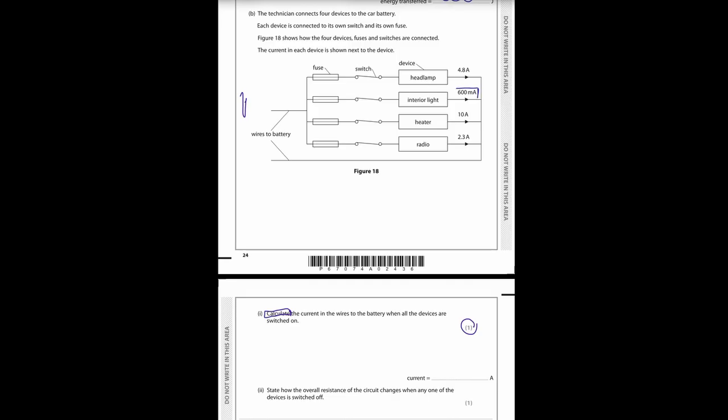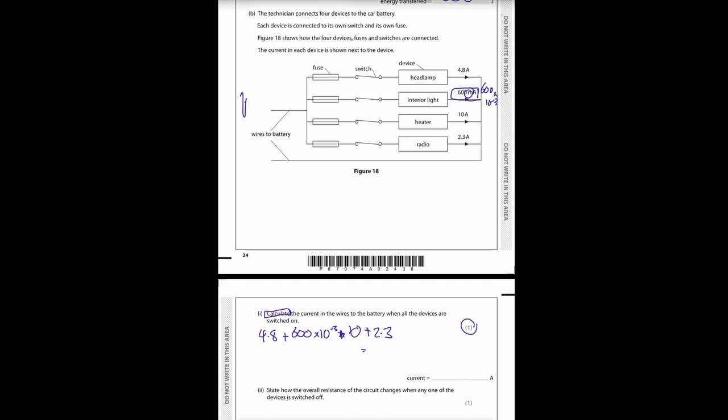Well, the only thing that stands out to me is this one here, 600 milli, because look, they've tried to trick me with the unit. So I'm going to say 600 times 10 to the minus 3. And now all I need to do is put those in the calculator and add them together. So I'm going to still write them there. So 4.8 plus 600 times 10 to the minus 3, plus 10 plus 2.3. I put that in the calculator, and let's see what I get.